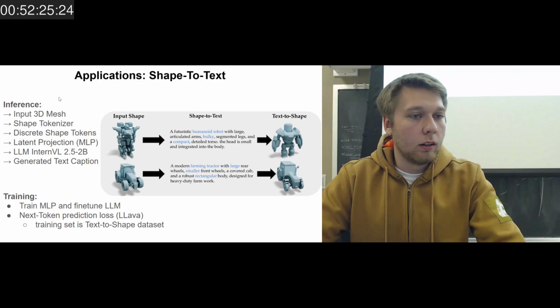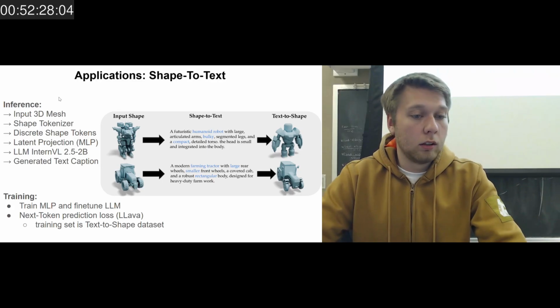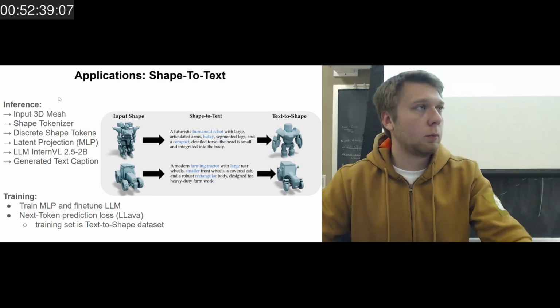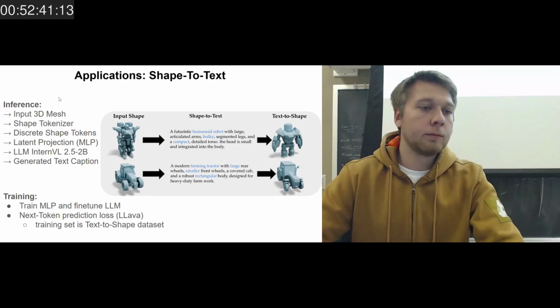LLaVA? What? LLaVA? L-A-V-A? LLM InternVL. Oh, it's just a fine-tuned. I think it's just. Yeah, next token prediction loss is a LLaVA thing. That's like something they came up with. That's why I just put that there if you want to look it up yourself.